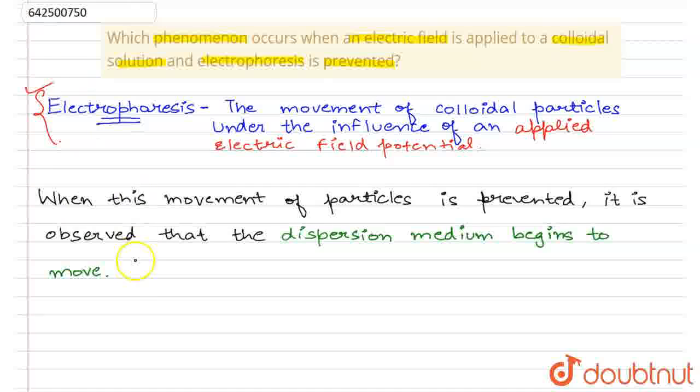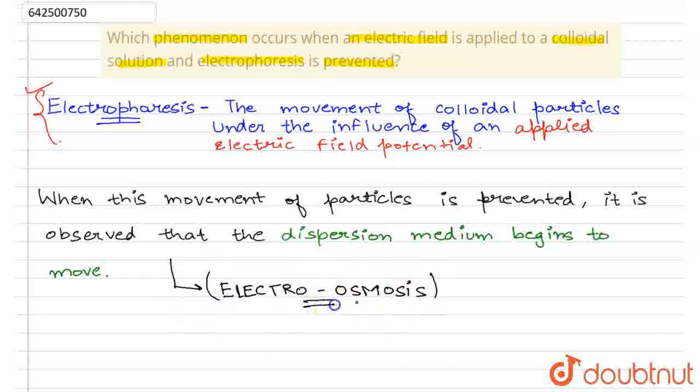Okay, so this movement of dispersion medium, when the movement of particles is prevented, is termed as electroosmosis. Okay, so I'll write over here, this process is termed as electroosmosis. So, electroosmosis is the phenomena which occurs when an electric field is applied to a colloidal solution and electrophoresis, that is the movement of colloidal particles, is prevented. So, electroosmosis is the final answer.